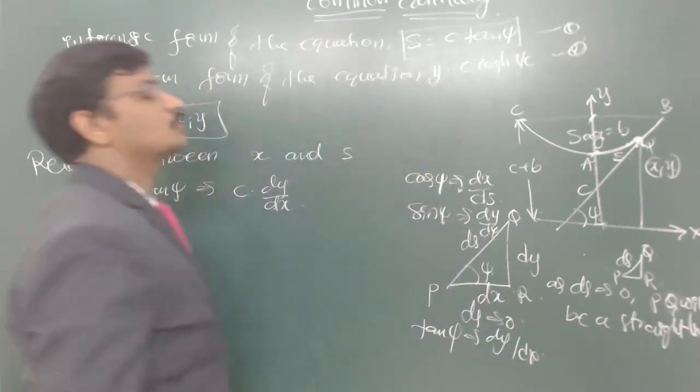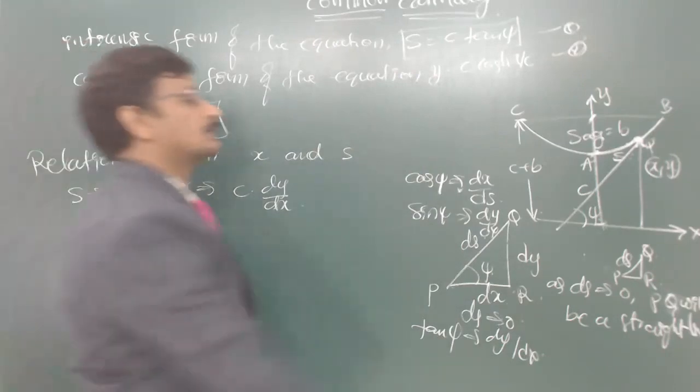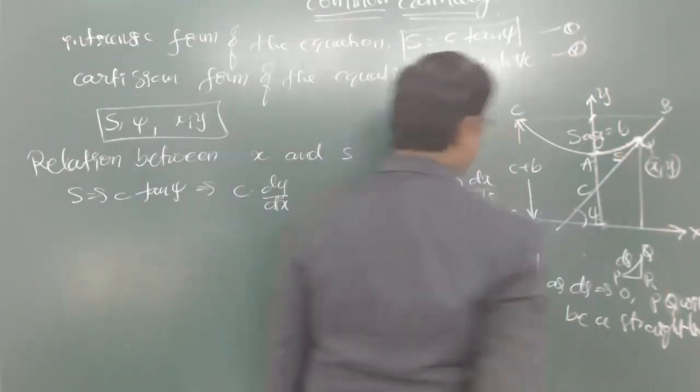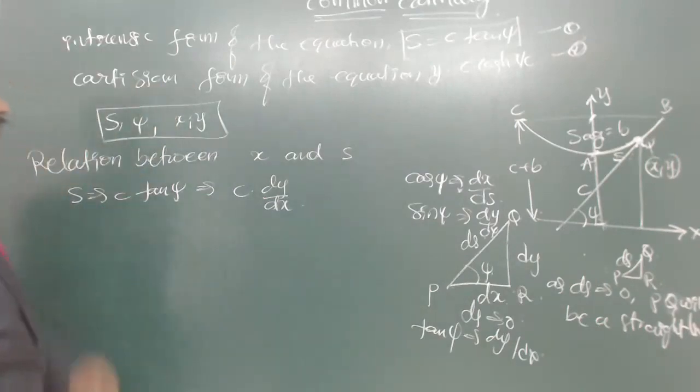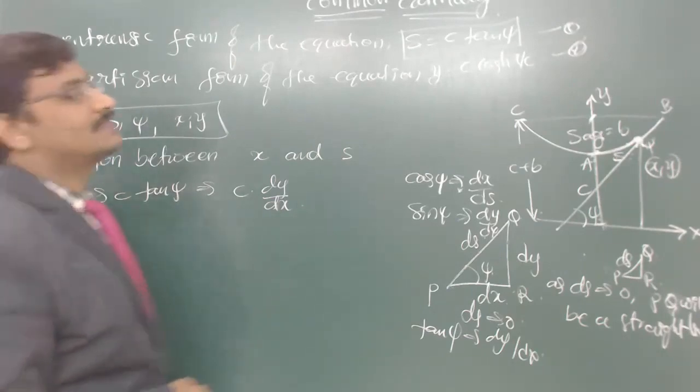So which is nothing but the slope at the point we have considered here. So the slope at this particular point is given by dy by dx is equal to tan psi. So this is equation number 1. And the second relation is y is equal to c cosh x by c.